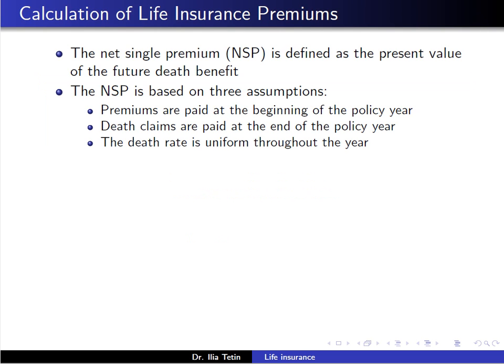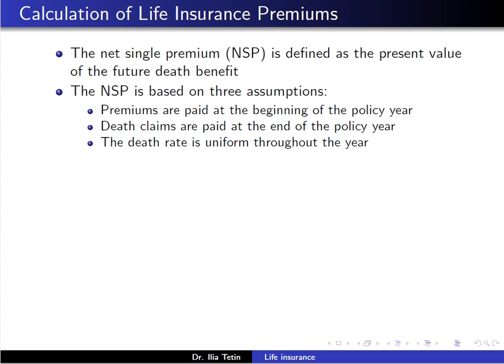And the first thing we are going to start with is net single premium. Although most life insurance policies are not purchased with a single premium, the net single premium forms the foundation for the calculation of life insurance premiums. The net single premium is defined as the present value of the future death benefit. It is that amount which, together with compound interest, will be sufficient to pay all death claims.